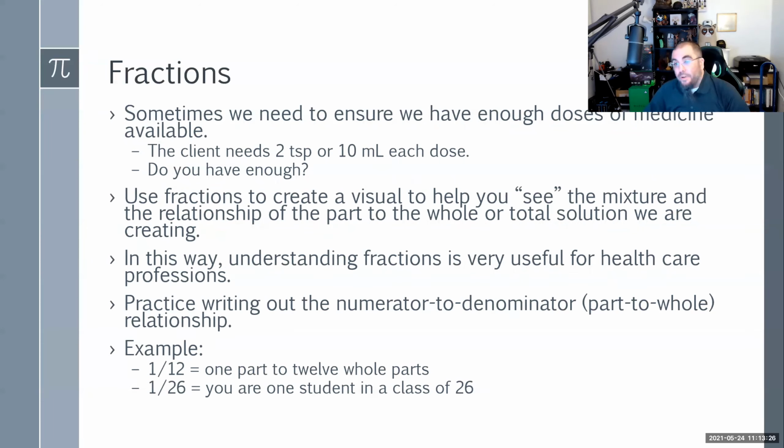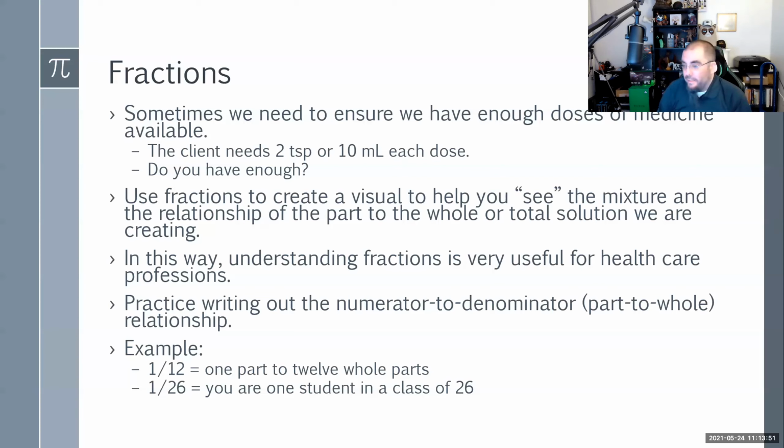So you do still have to know medications. Fractions help create a visual to see the mixture and relationship as part, right? This way, understanding fractions is really helpful. In fractions we have a numerator and denominator, the part to the whole. The top part is your numerator. The bottom part is your denominator, right? That's your whole part.